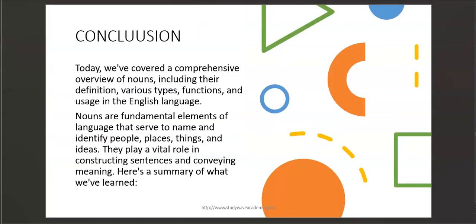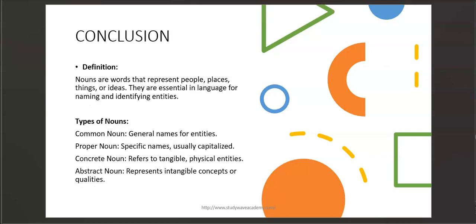So now let's jump to our conclusion, where we want to discuss what we've learned today. Today we've covered a comprehensive overview of nouns, including their definition, their various types, their function, and their usage in the English language. Nouns are fundamental elements of language that serve to name and identify people, places, things, and ideas. They play a very important role in constructing sentences and conveying meaning. So let's look at a summary of what we've learned before we close our class.